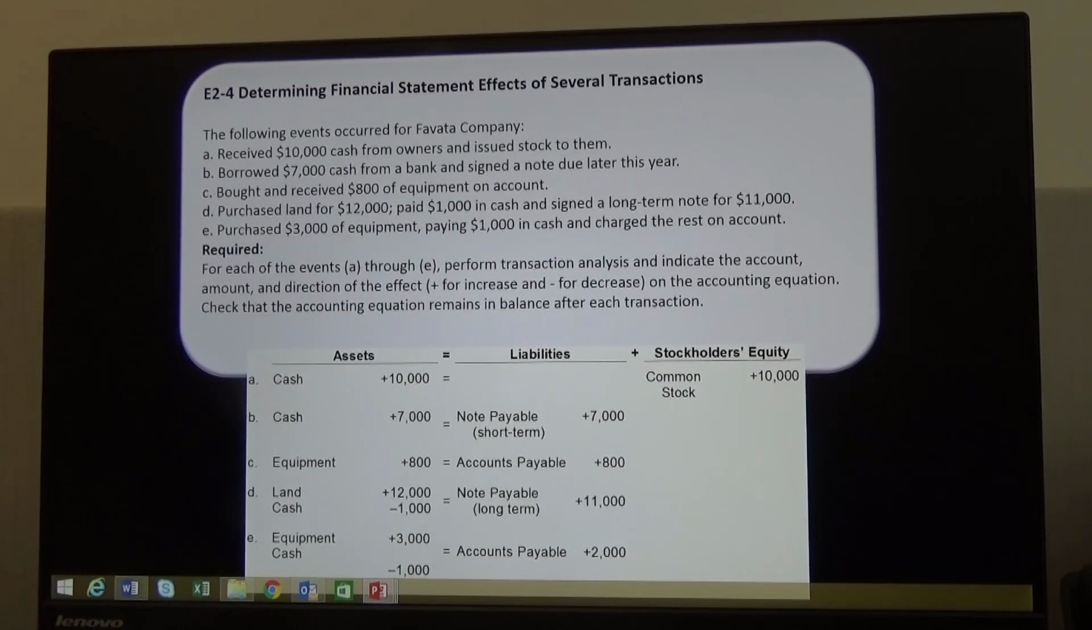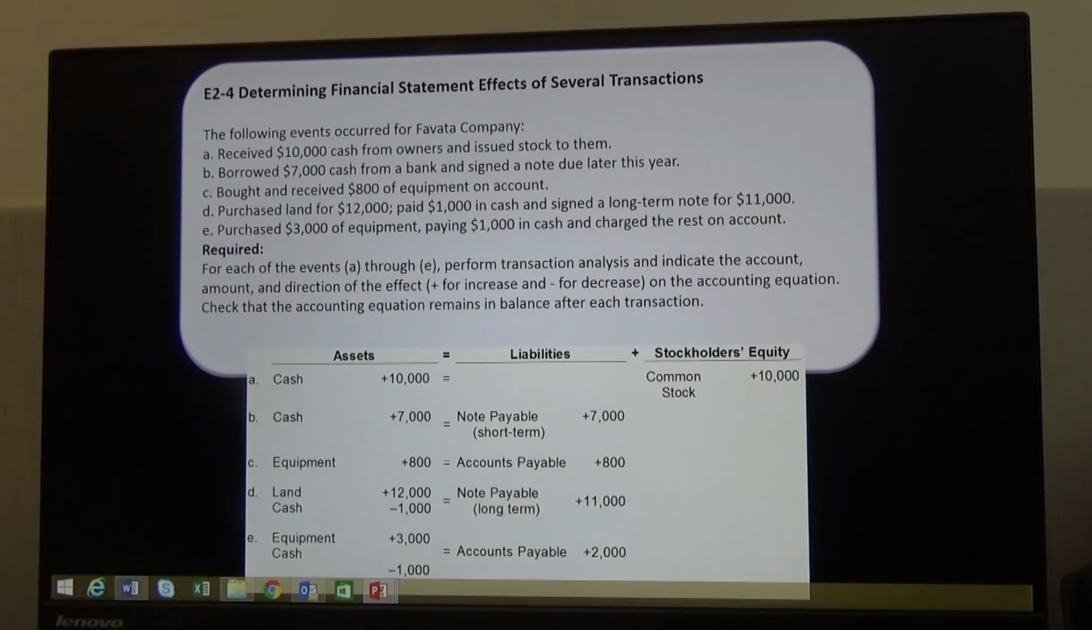The second entry then, we borrowed $7,000 cash from a bank and signed a note due later this year, and so we debited cash, which increased our assets, and we would have credited notes payable, which increased our liabilities. Letter C, we bought and received $800 of equipment on account, and so under the asset side we show that increase in the equipment, and under the liabilities side we show the increase in accounts payable.